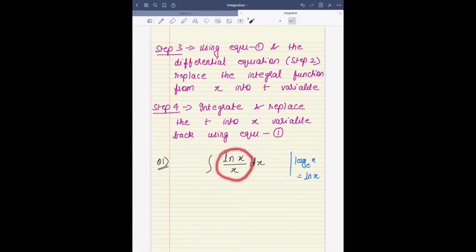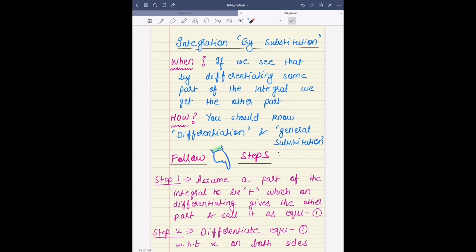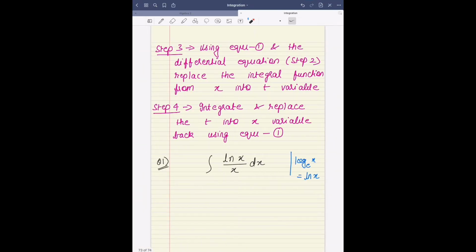Now this is called the integral. When you differentiate log x, we get 1 by x. So this is what I meant by when you differentiate one part of the function, you should get the other part. Now, before you start this, make sure you know some basic differentiation and general substitution. Why general substitution? We'll see this in a bit. Okay, let's get started with the question.